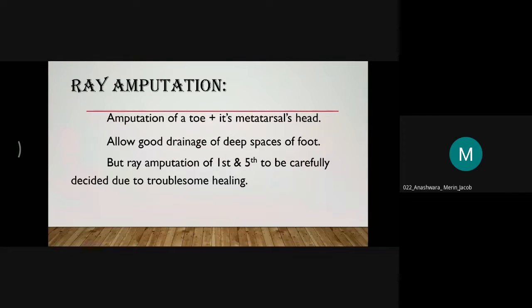Then if we do a Ray amputation, it is a good drainage for the deep spaces of the foot and all. Regarding Ray amputation of the first and fifth toe, it is very troublesome because of the blood supply lacking. So they should be done carefully.